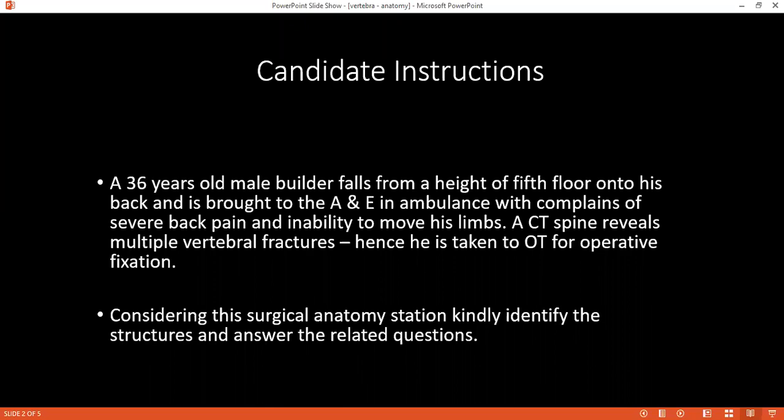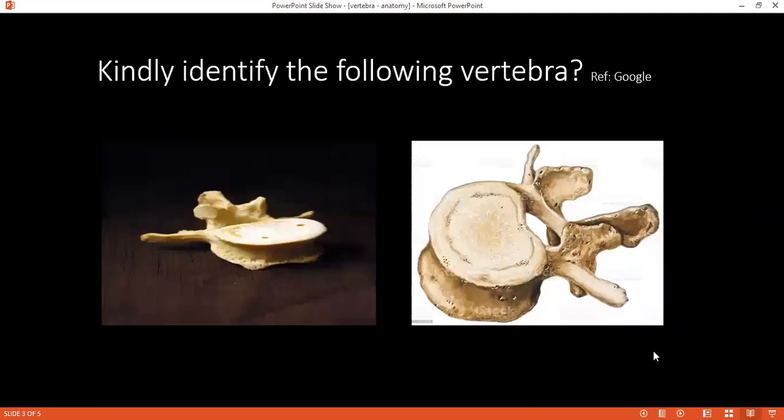Right, so if you have read and understood the surgical and optimization considerations, kindly tell me, what are you looking at? I'm looking at lumbar vertebra. Are both of them lumbar? Yes, ma'am.